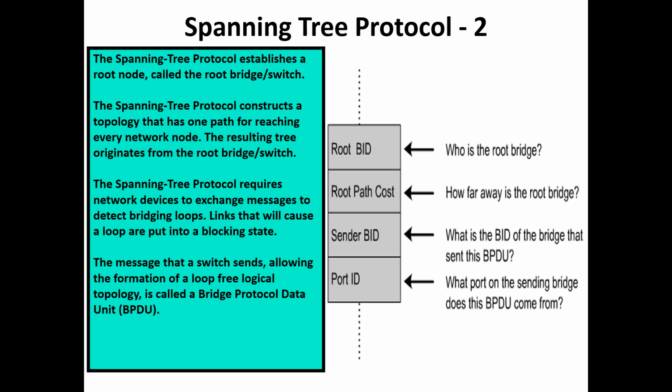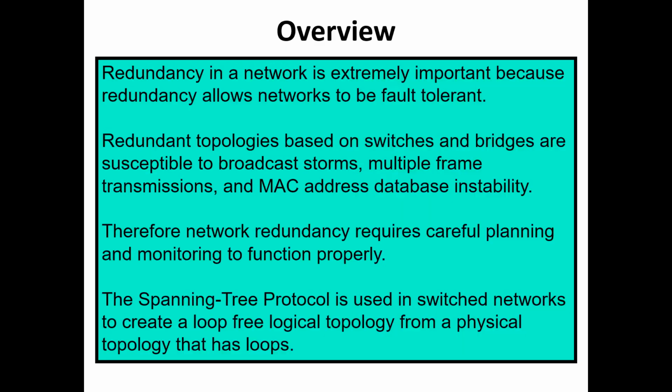So we have one root BID, root bridge. Then the path to reach that root bridge is called a root path, and the cost is how far away is the root bridge. That determines what kind of network or how many switches one has to cross to reach that root bridge. Sender BID is the BID of the bridge that sent this BPDU. And port ID: what port on the sending bridge does the BPDU come from? ये थोड़ी terms है, हमें याद रखनी पड़ेंगी.